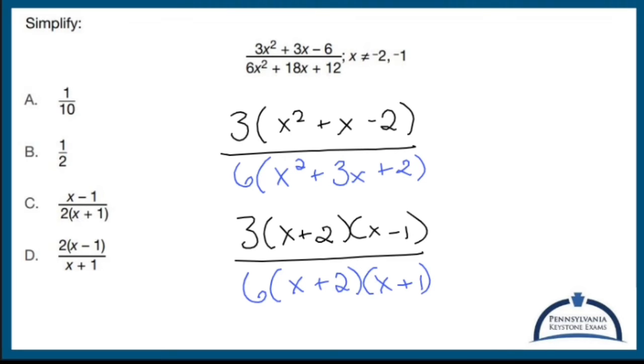But what I can do is, since I have something times something times something on the top and something times something times something on the bottom, I can eliminate any somethings that are exactly the same. But that's not all. I notice that I have a 3 up here and a 6 down there, so I can simplify 3/6 to 1/2. So that gives me x minus 1 on top and 2 times the quantity x plus 1 on the bottom.